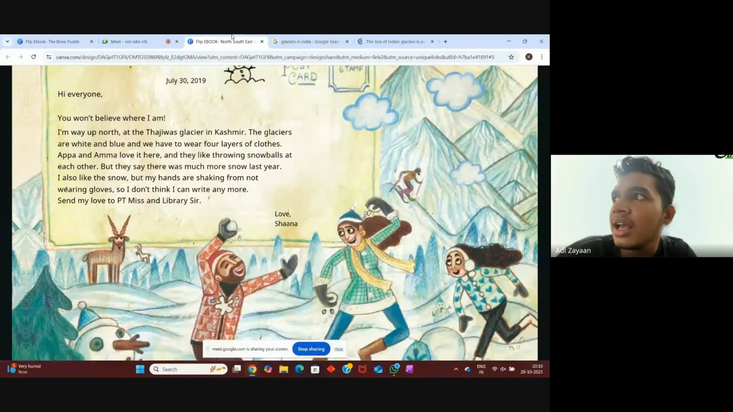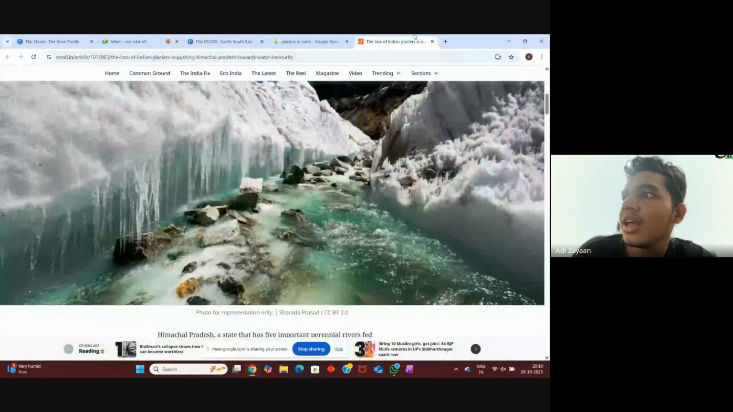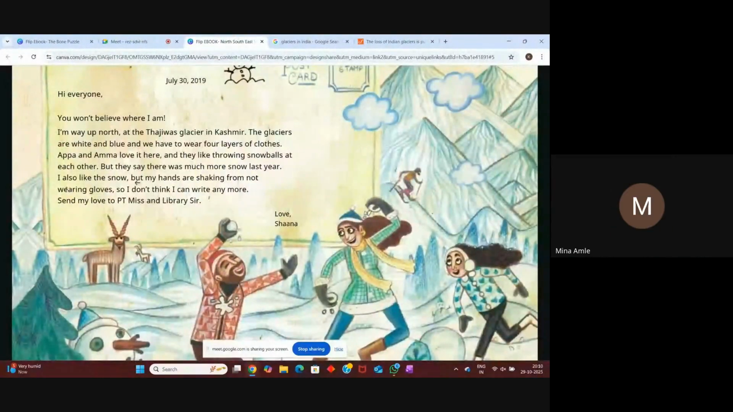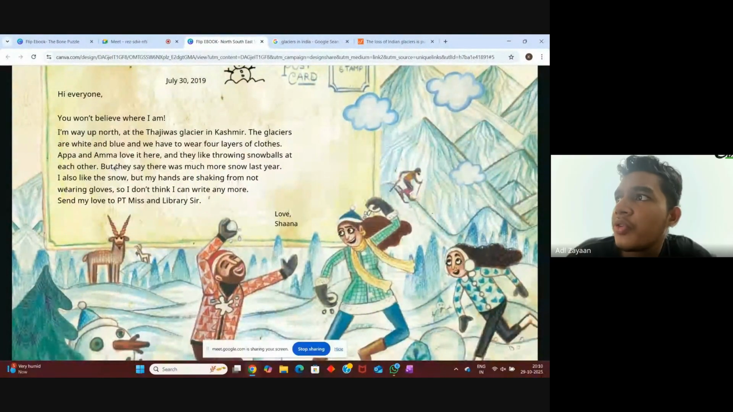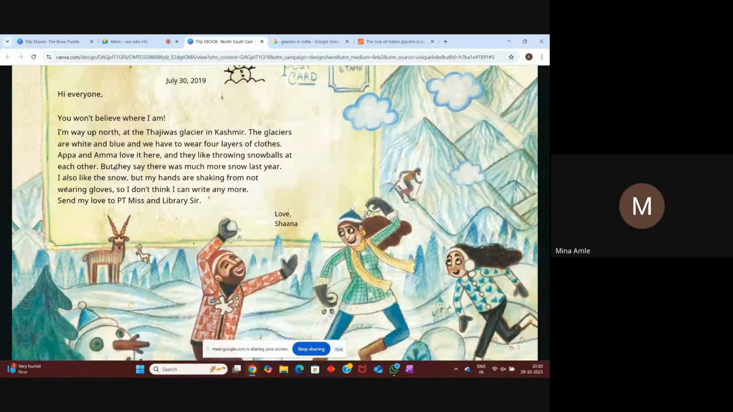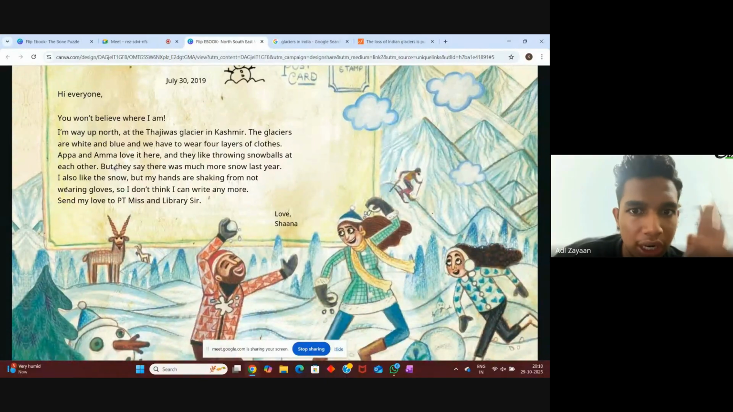So she was at the Tajivas Glacier in Kashmir. Kashmir is the northernmost state in India, right? The glaciers are white and blue, as you can see in this picture. And we have to wear 4 layers of clothes. As they are staying in a snowy place, it will be very cold, so they have to wear 4 layers of clothes to keep their bodies warm.